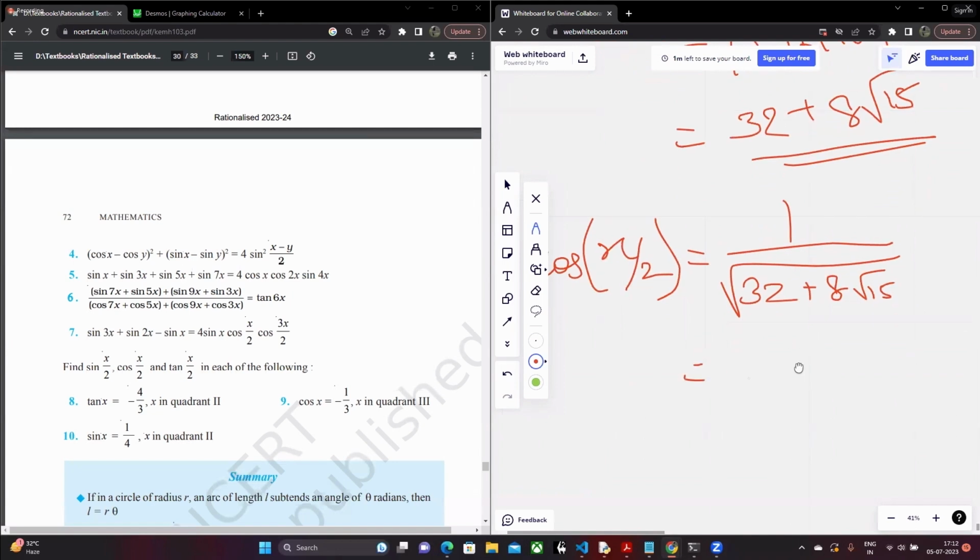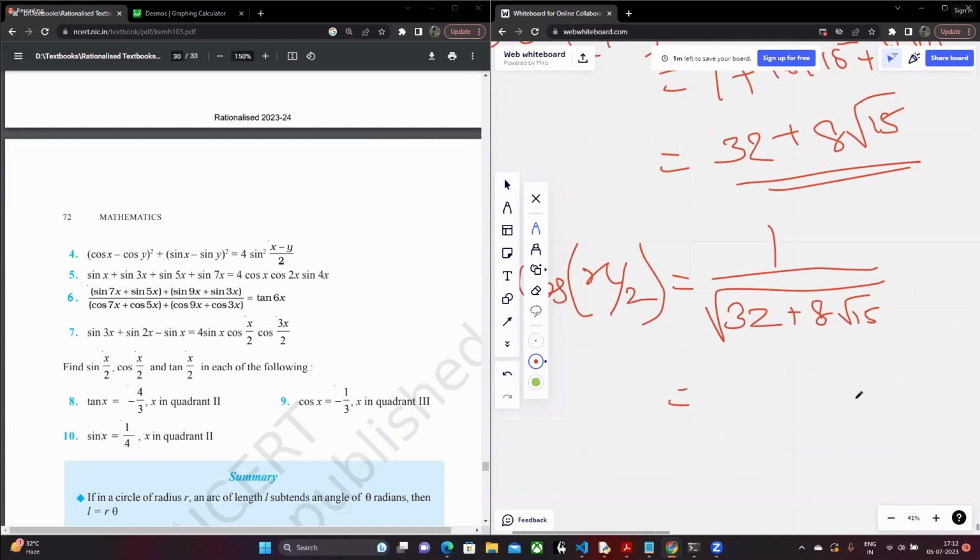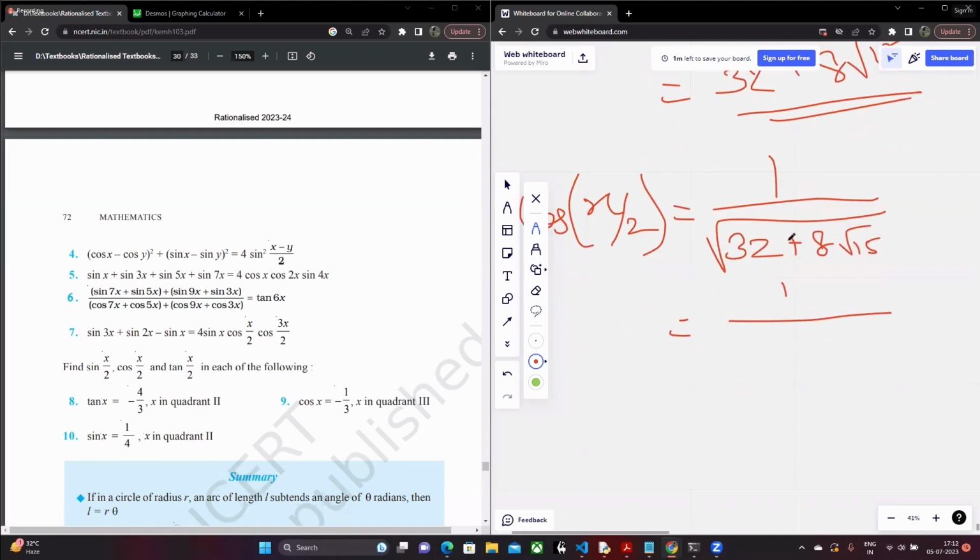Right. Which is basically 1 divided by, if I take 4 outside, this is going to be 4 into this is 8 plus 2 root 50. Right, so I'll just make this as 2 root of 8 plus 2 root 50.